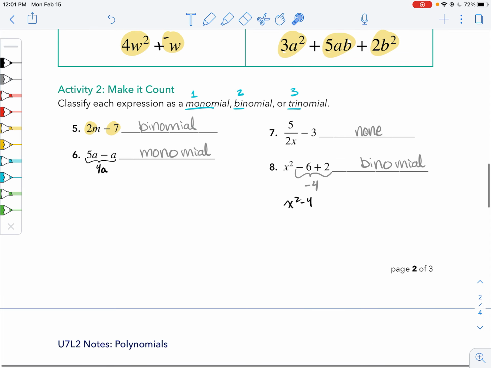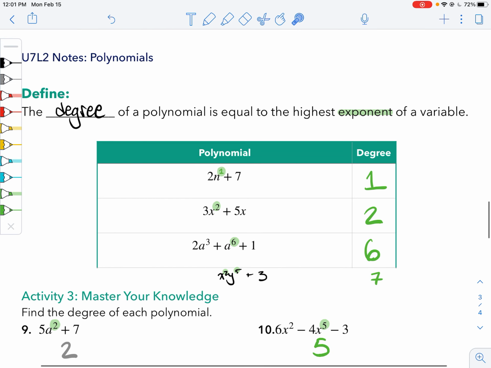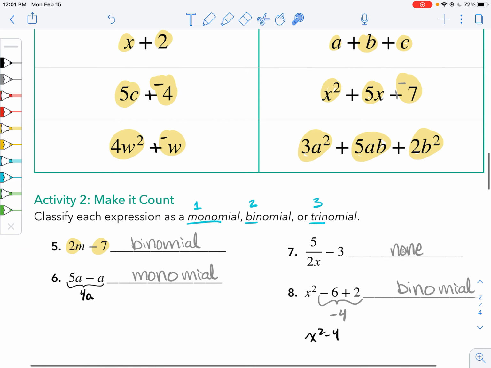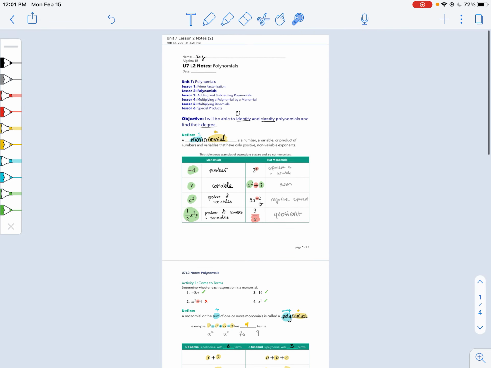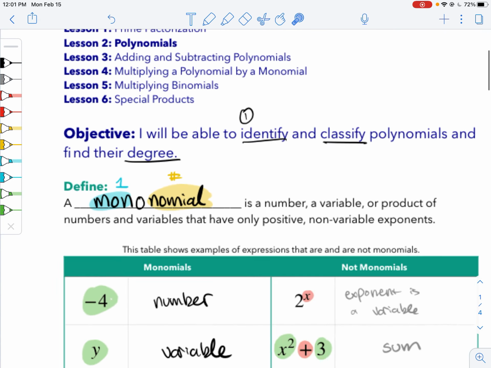Okay, so when you're looking at a polynomial, you can rank it by the degree, which is the exponents, by its number of terms, which is the number of things that you add together, number of monomials you add together, and a monomial can be considered one number.